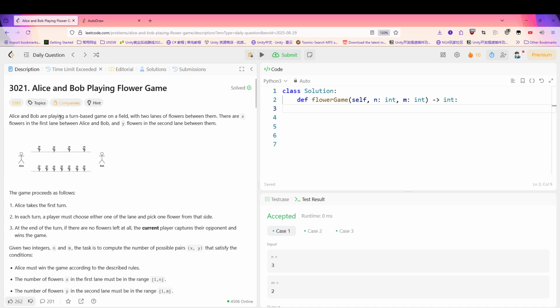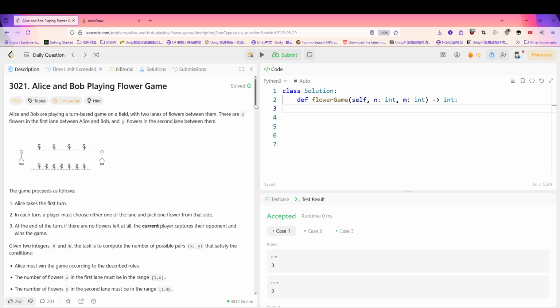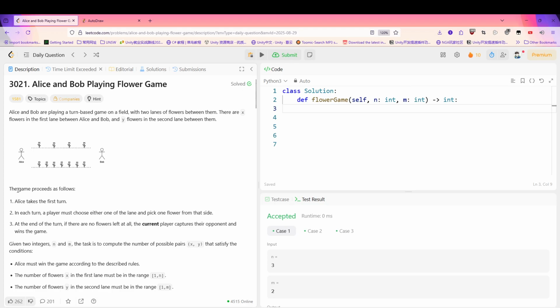So Alice and Bob are playing a turn-based game on a field with two lanes of flowers between them. There are X flowers in the first lane between Alice and Bob, and Y flowers in the second lane between them. This is Alice, this is Bob. Okay, so the game proceeds as follows. Alice takes the first turn.